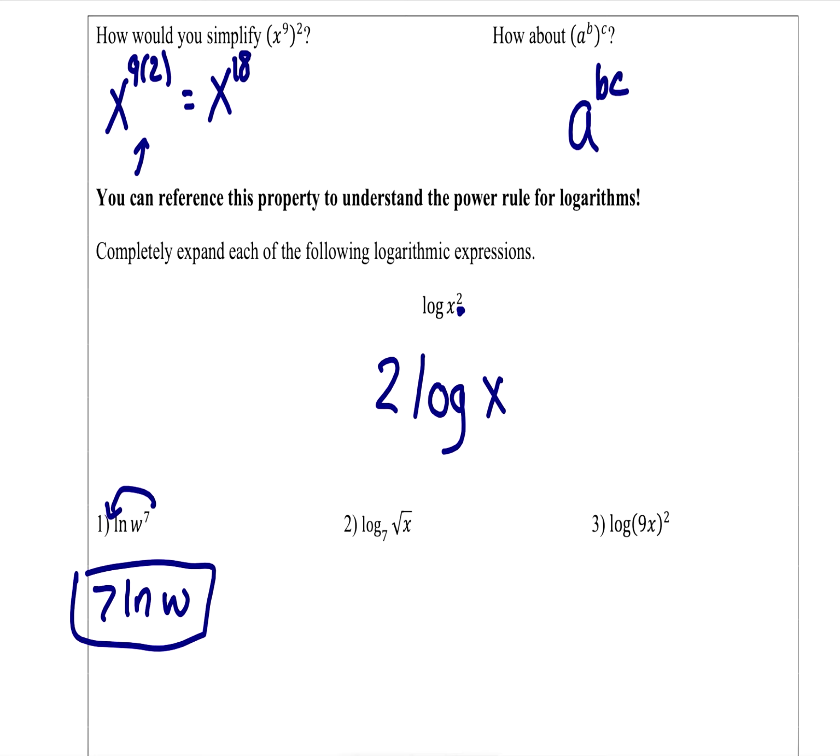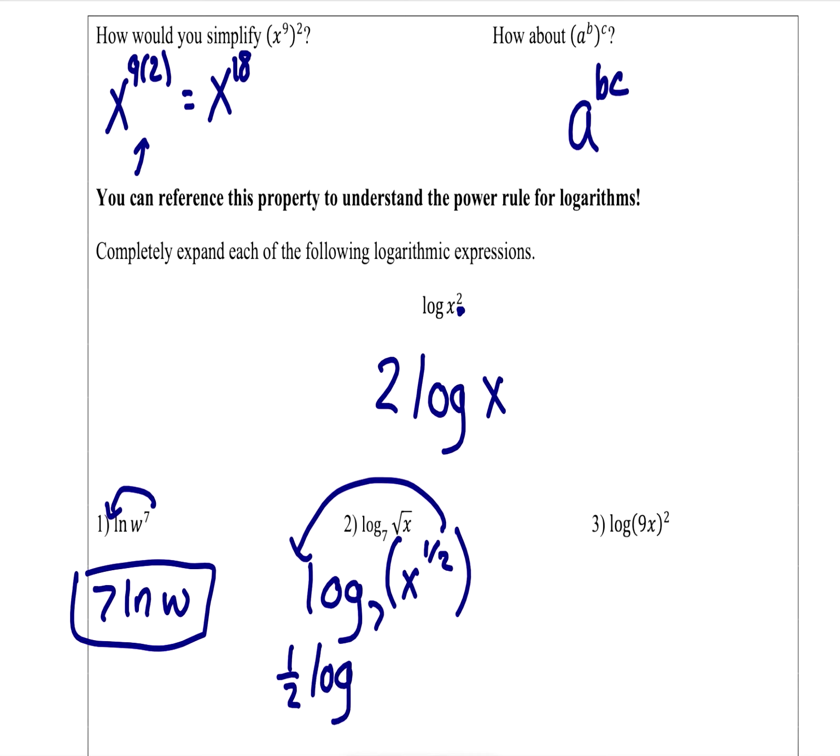So, number 2. Well, that exponent with the x is not shown, but remember a square root, I'm going to rewrite that. That'd be log base 7 of x to the 1/2. So, now since we have that exponent, I'm going to bring it out front to completely expand my logarithm here. So that would be 1/2 log base 7 of x. And that would be my completely expanded final answer.